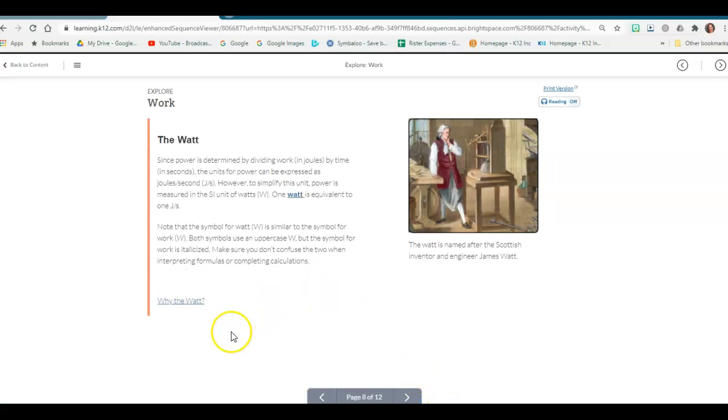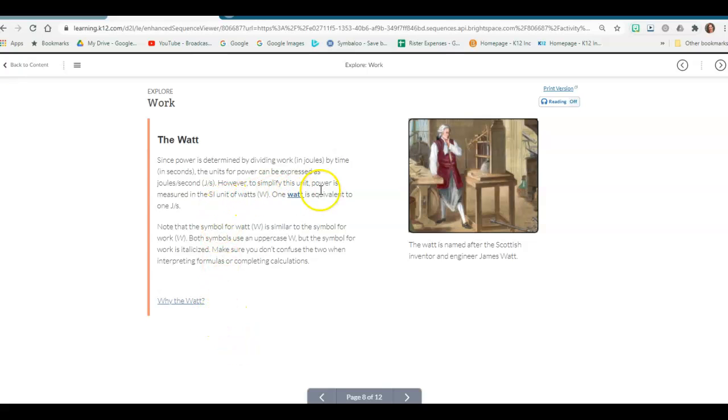All right, so the watt. Since power is determined by dividing work in joules by time in seconds, the units for power can be expressed as joules per second. However, to simplify this unit, power is measured in the SI unit of watts. That's a capital W. So 1 watt is equal to 1 joule per second. And I would write all of those things out.